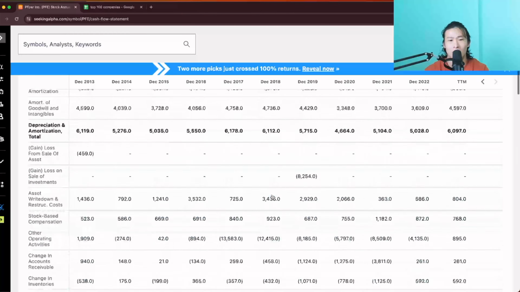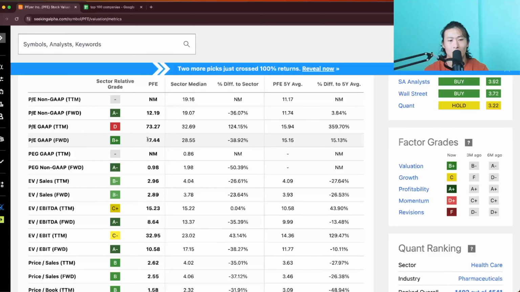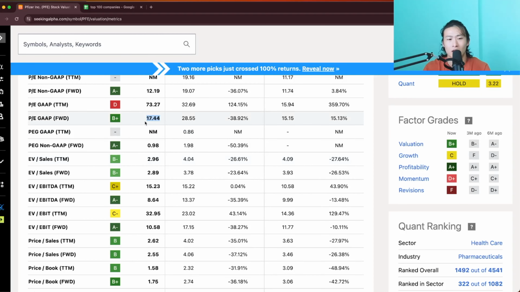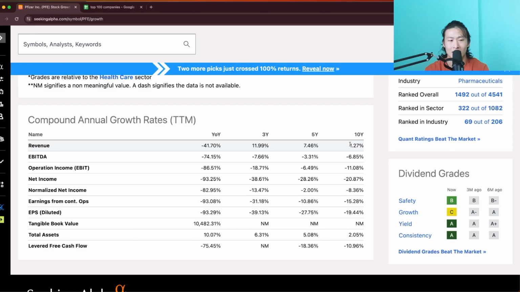So lastly, let's take a look at their valuation and growth. Their PE right now, according to Seeking Alpha, is at 17.44. Which to me is pretty high, but still somewhat acceptable within the 20 PE range. And later on, I will give you guys my own valuation of Pfizer. Enterprise value to sales is 2.96, which is decent. And we can see that their 10-year average revenue growth is only 1.27%. However, in more recent years, they average a higher CAGR of 11.99%.